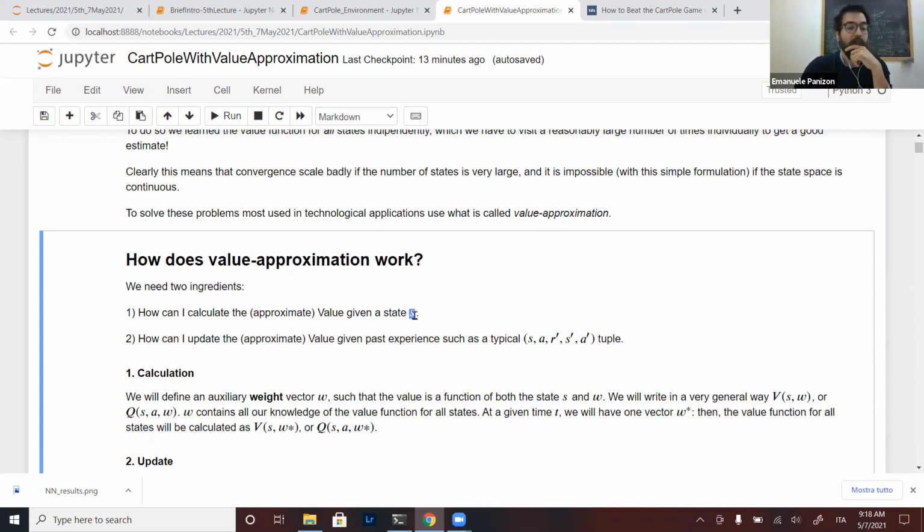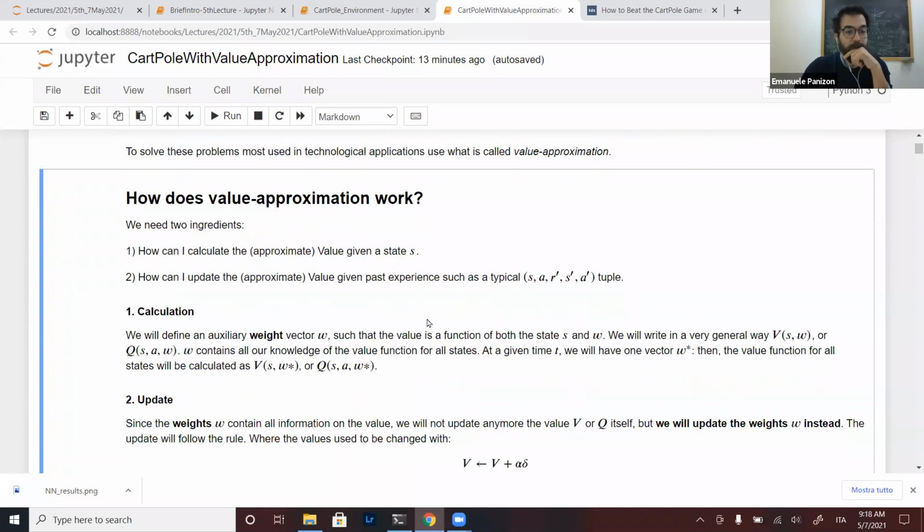So essentially, before I had a perfect mapping between a state and a value, now I have an approximate mapping. Before I had a rigorous way to update the value given our trajectories, now we want to create the equivalent of that. So in value approximation, to calculate the value, we will use an auxiliary weight vector W, such that now the value function is a function of both the state and of this weight vector W. So we will write it like this or like that.